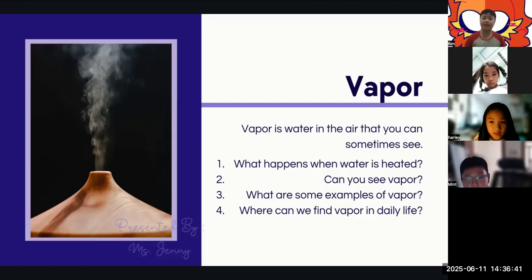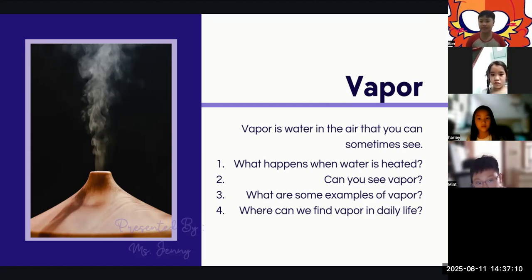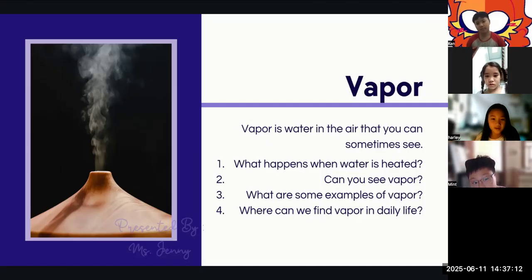What happened when water is heated? The water will turn into what, Harley? The water will heat it up. Yes, heat it up and became what? The vocabulary we learned today. All of these questions are mostly because of the vocabulary. Vapor? Yes, it will turn into vapor.